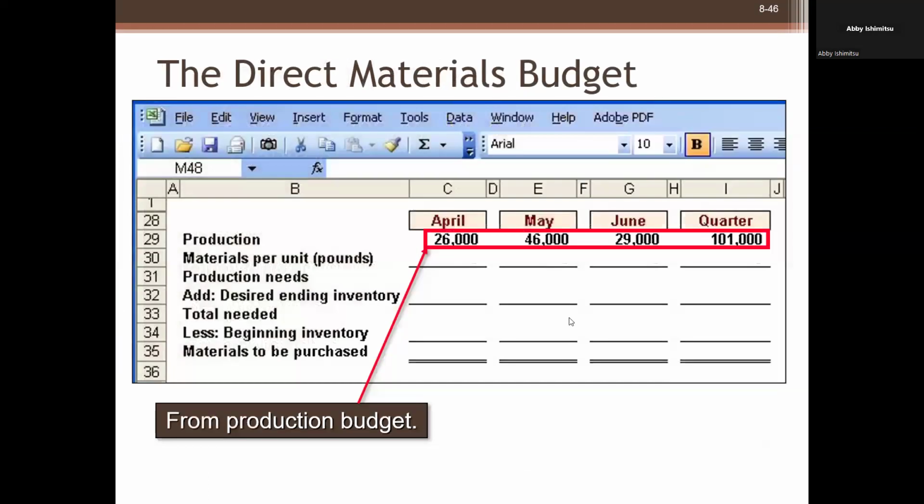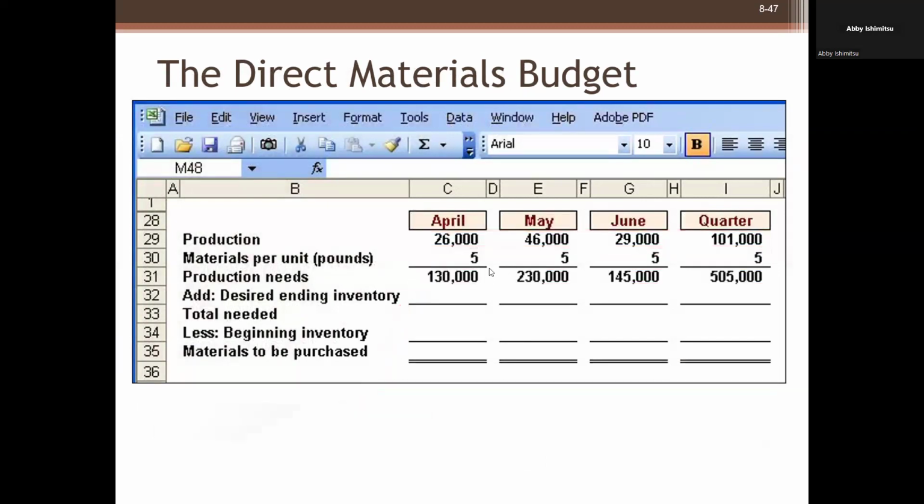And here they are, 26, 46, 29, 101. And then this next line is going to be 5 pounds. Now our units of measure on this schedule are the trickiest, I'm just going to tell you that. Production is in units. Materials in this example are in pounds. Production needs are in pounds. So for April, we need 130,000 pounds.